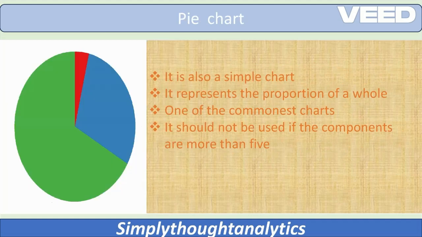Now, this is pie chart. It is one of the simplest charts and is very useful. It is used to represent the proportion of a whole. And one of the major don'ts of pie chart is that it is not used to represent the proportion of a whole.